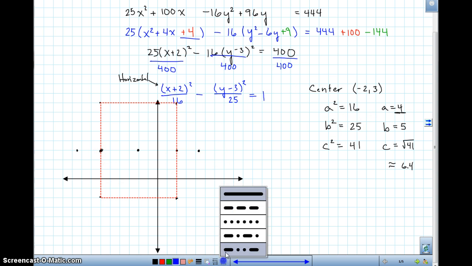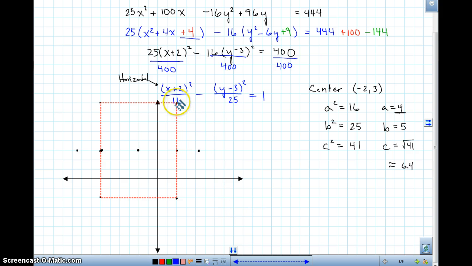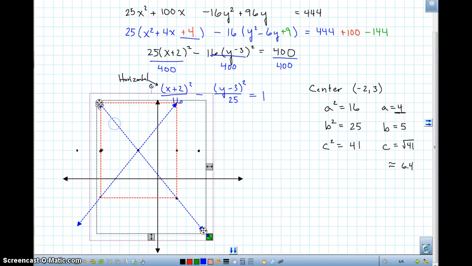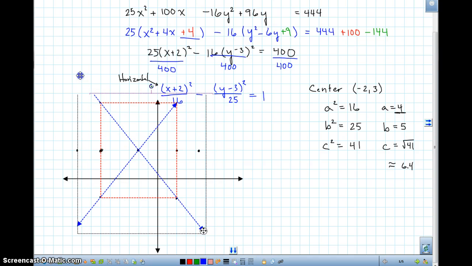Let's go ahead and plot our asymptotes. There's one. Here's the other. And I'll extend them a little bit because we want to be able to use them as a guide.